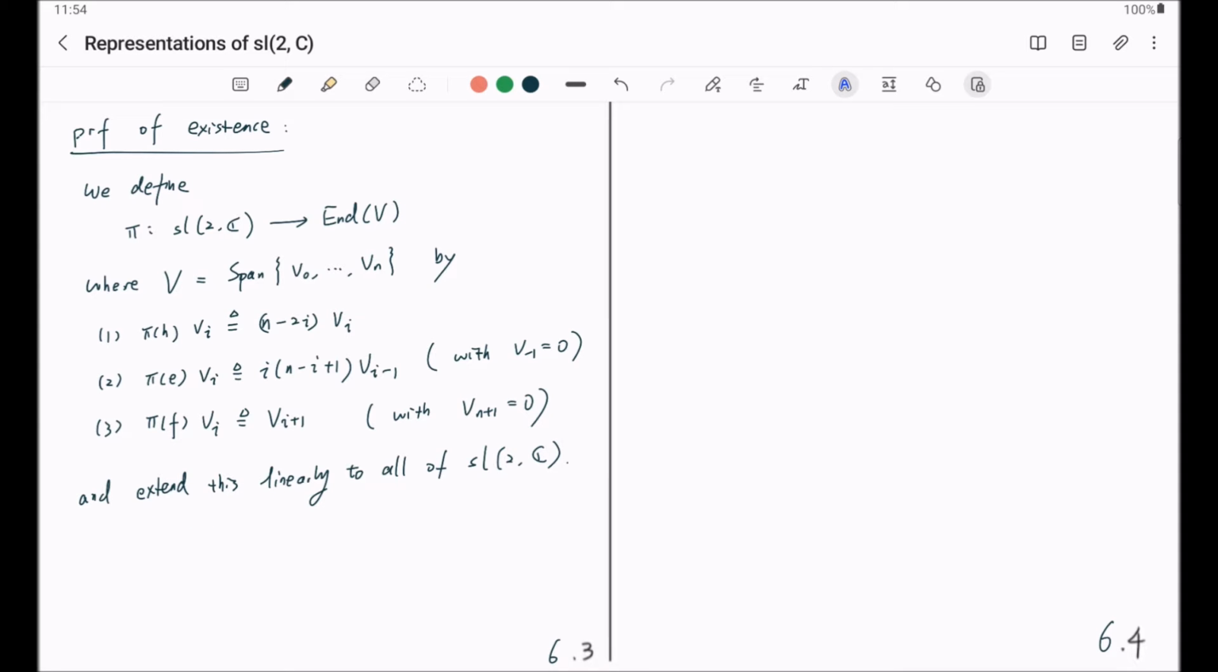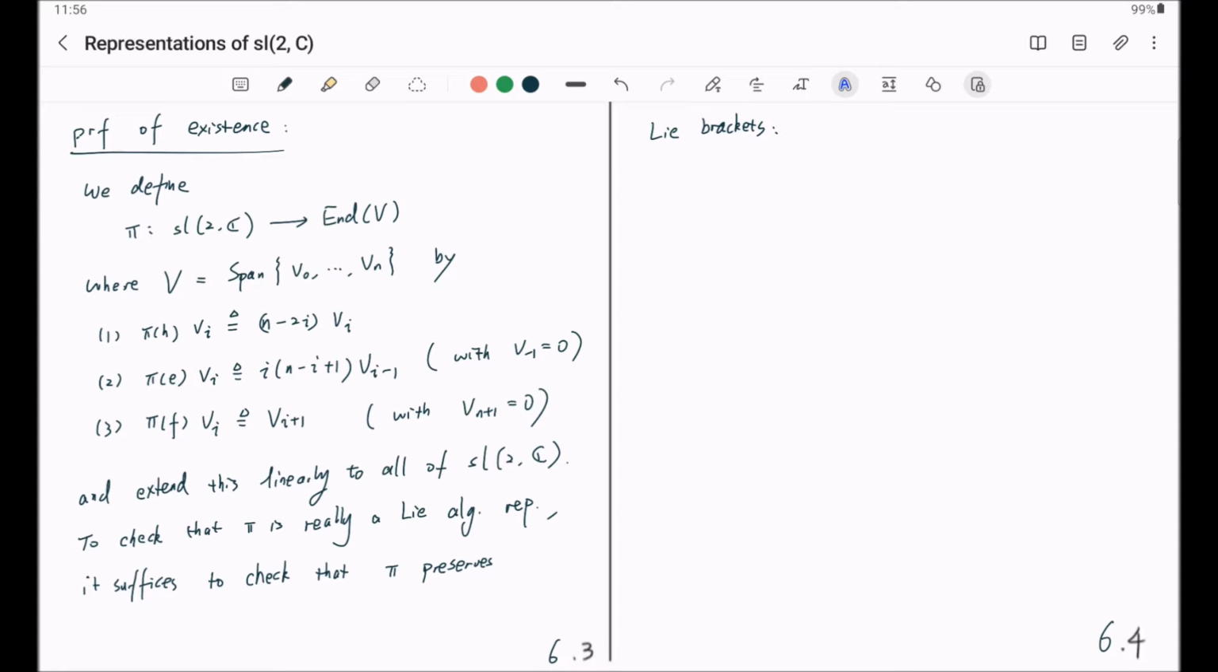But there's one more thing to check. Remember, for pi to be a Lie algebra representation, we need to show that pi is a Lie algebra homomorphism. So it remains for us to check that pi preserves the Lie brackets. Because of the bilinearity of Lie brackets, it suffices to check that pi preserves the Lie brackets on h, e, and f.